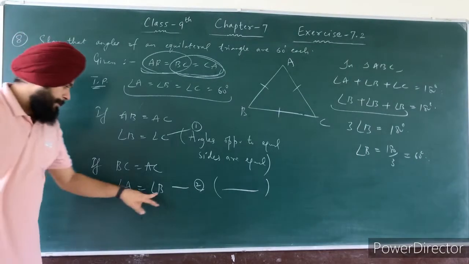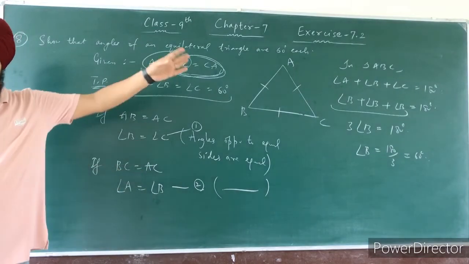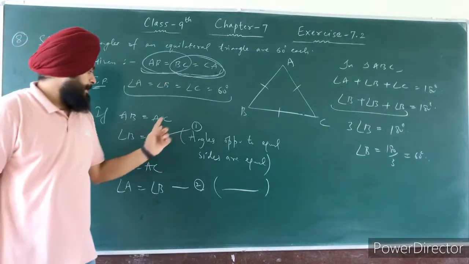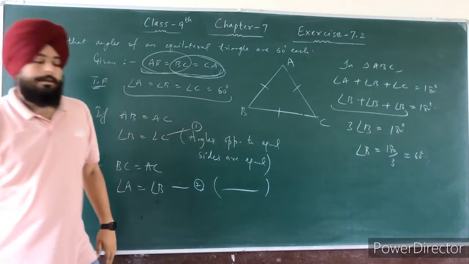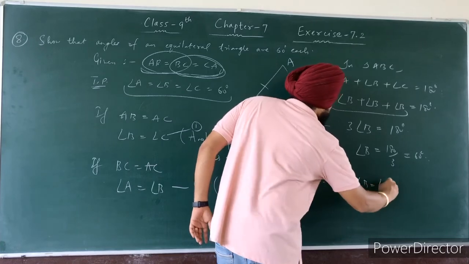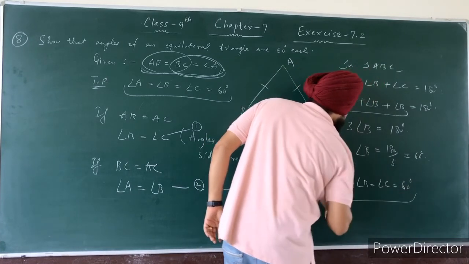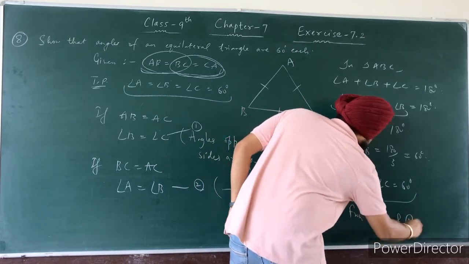Now you can see here from equation number 2, angle B is equal to angle A. That's why angle A is also 60 degrees. And angle B is equal to angle C from equation number 1. So the measure of angle C is also 60 degrees. Therefore angle A equal to angle B equal to angle C of 60 degrees from equations 1 and 2.